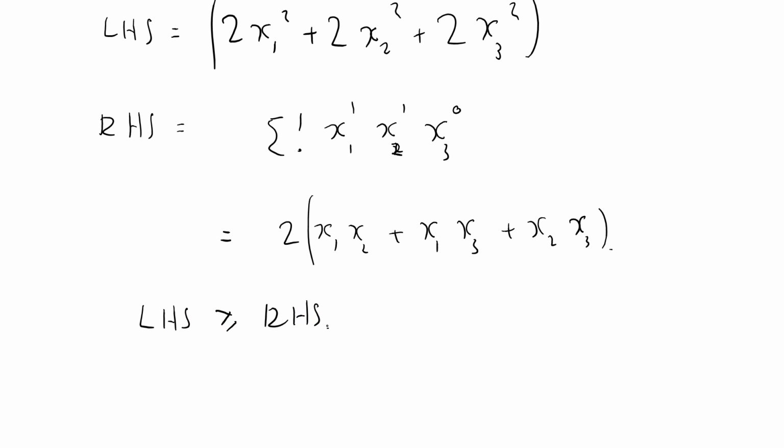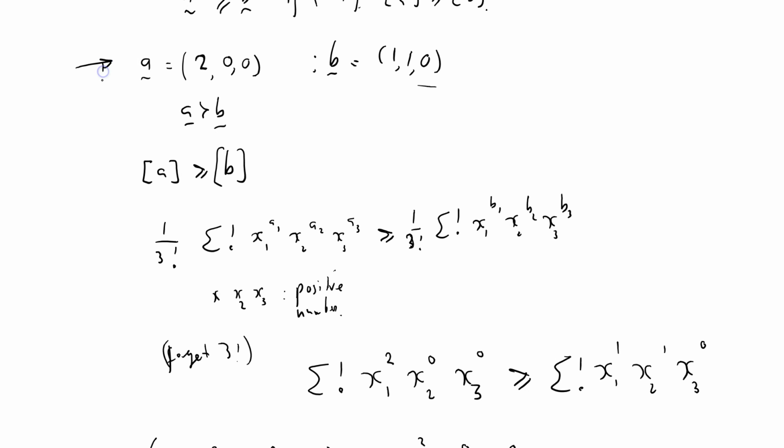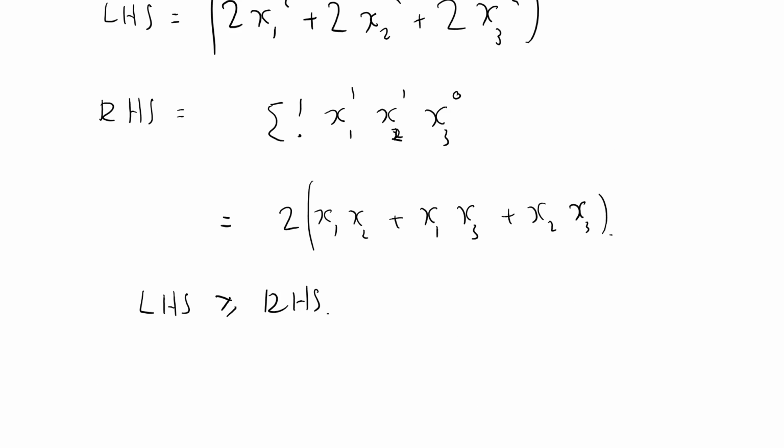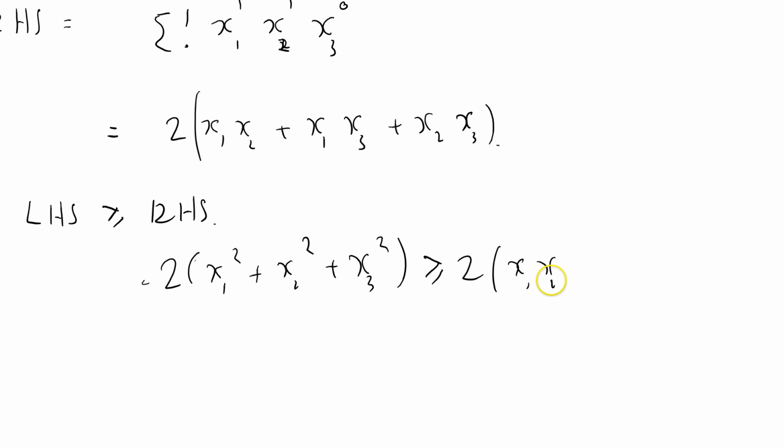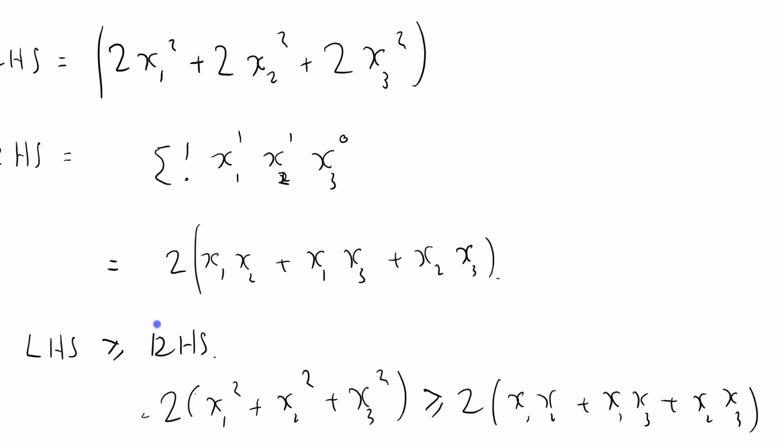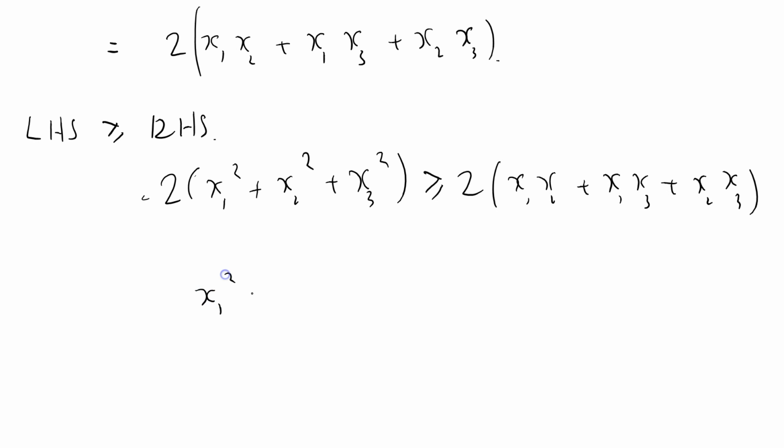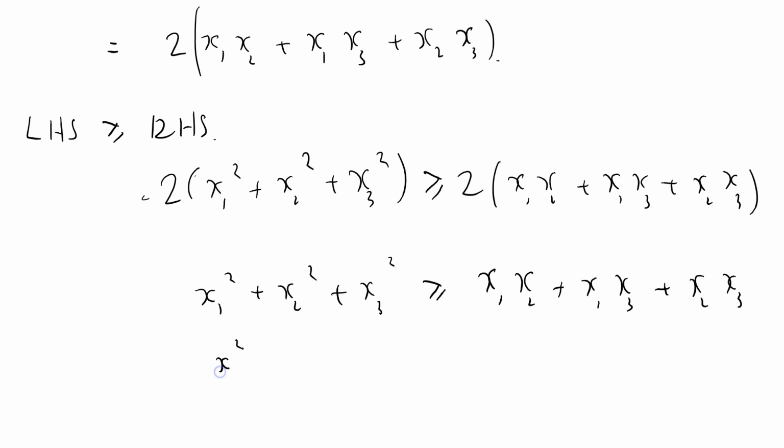So altogether we know that the left hand side is greater than or equal to the right hand side, because the sequence A majorizes the sequence B. So that tells me that 2 times x1 squared plus x2 squared plus x3 squared is greater than or equal to 2 times x1 x2 plus x1 x3 plus x2 x3. So cancelling 2's gives me x1 squared plus x2 squared plus x3 squared greater than or equal to x1 x2 plus x1 x3 plus x2 x3, or even x squared plus y squared plus z squared greater than or equal to xy plus xz plus yz.